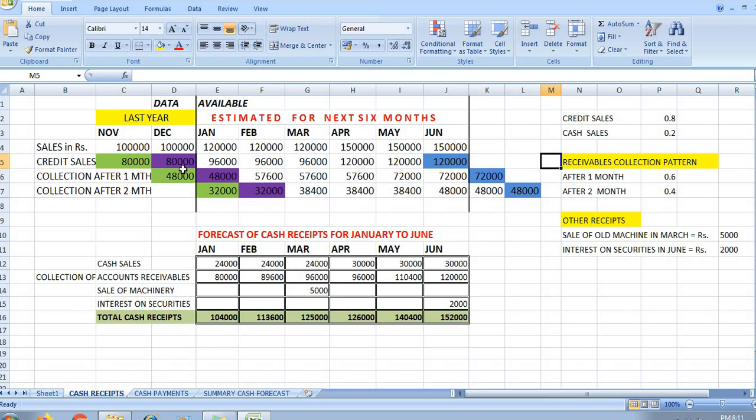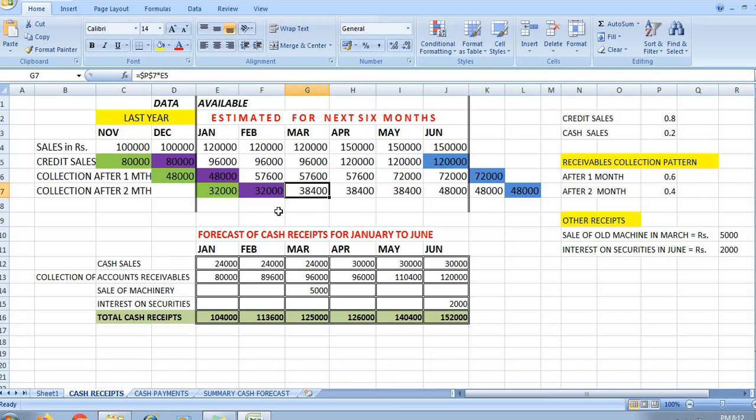So similarly for your December figure, can you see how it is coming after the first month and after the second month? January you had a credit sales of 96,000, of which 60%, that is 57,600, is collected after 1 month, and the balance 38,400 is collected in the second month after the sales. So this is how we calculate the accounts receivables.